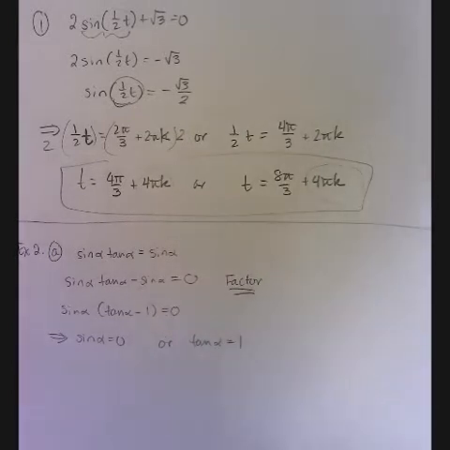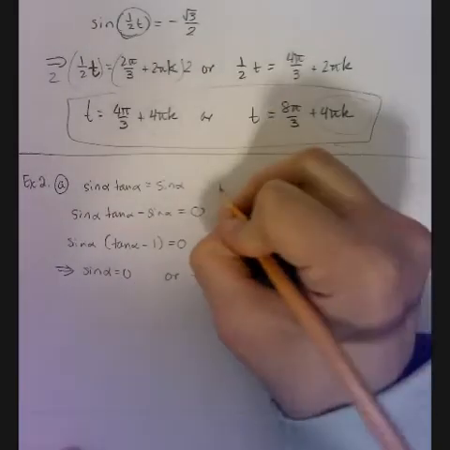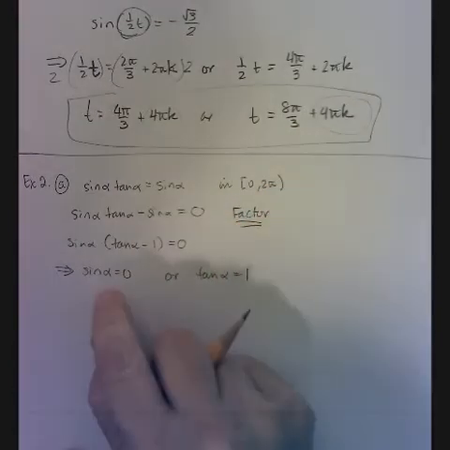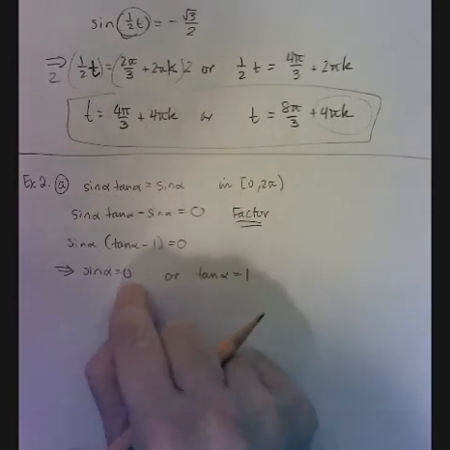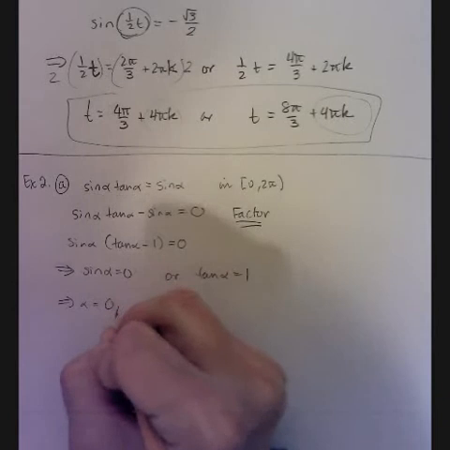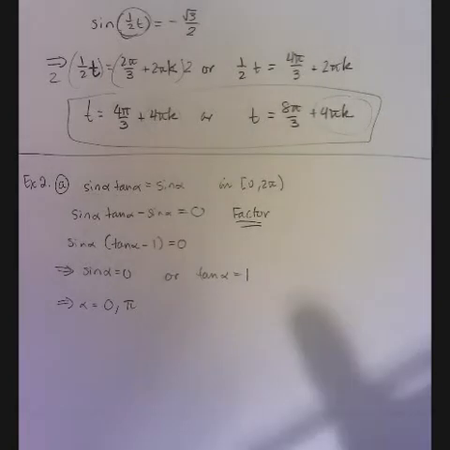So sine of alpha equals 0. Now, we only want the solutions in 0 to 2 pi, right? So where in one trip around the unit circle is the sine equal to 0? Well, that would imply that alpha is either 0 or pi. And that's it. We don't have to add the period. We just want those two main solutions.